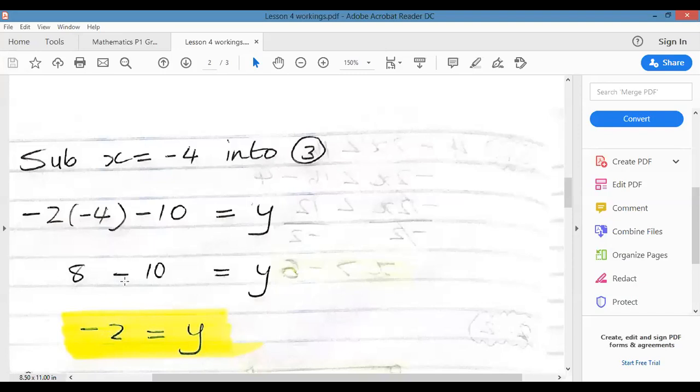Always take the sign of the bigger number, which is 10, and you subtract. So 8, the sign of the bigger number is negative 10. So it's negative 10 plus 8, it's negative 2. So negative 2 is equal to y. So now you have solved for x and y. Can you see why I love this method? It's easy and straightforward. So you got your x is negative 4, whereas your y is negative 2. Perfect. Okay, that's perfect, guys.